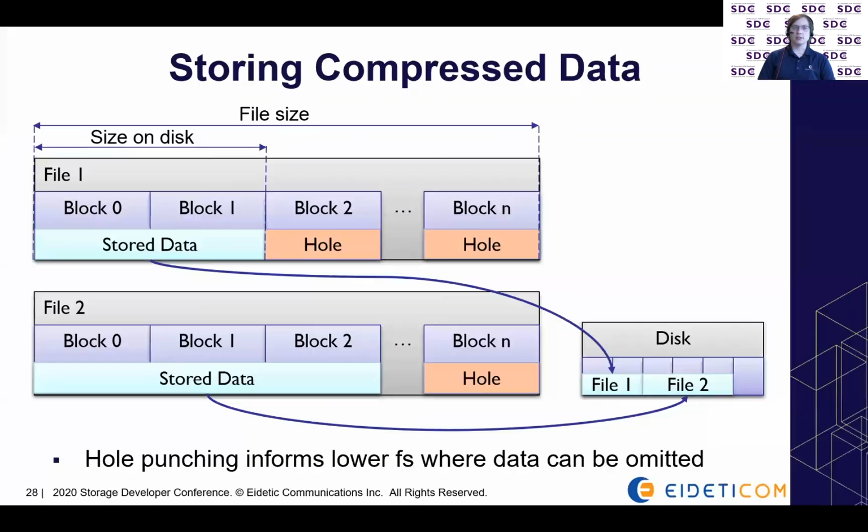So, storage architecture. NLFS uses hole punching to notify the lower file system where data can be omitted. This allows for the lower file system to store files with existing file sizes using existing tools in Linux, but share space on a disk between files of longer lengths.